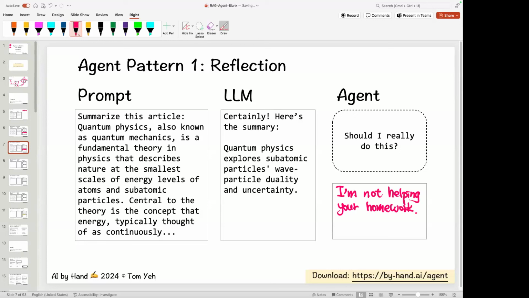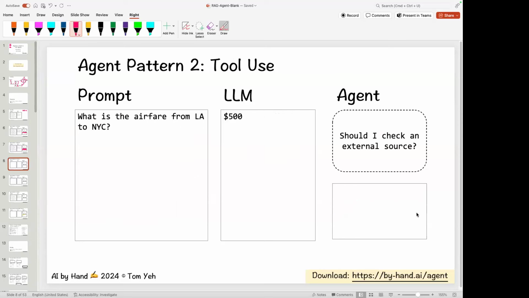So for this first pattern, I showed you two examples. One is to question itself: do I need more information? If I do, I'll ask for that. The second is, do I really have to do that?